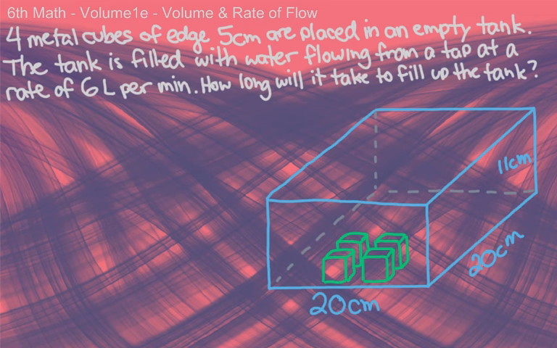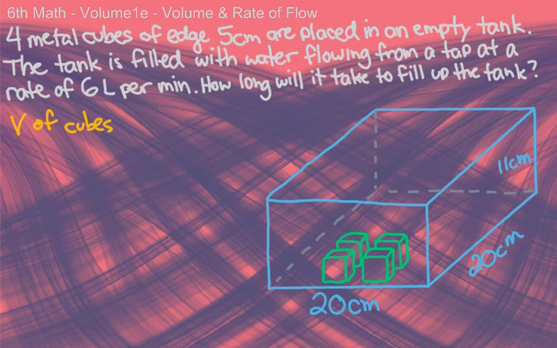And so we have a rectangular tank that has these 4 gems, right? These great, super powerful gems, and they're metal cubes that have 5-centimeter edges. They're placed in this empty tank. So then the tank is filled, flowing from the tap at a rate of 6 liters per minute. So the first thing I'm thinking is 6 liters in 1 minute. And so how long will it take to fill up the tank? Well, first of all, I really do want to know what the volume of the cubes are.